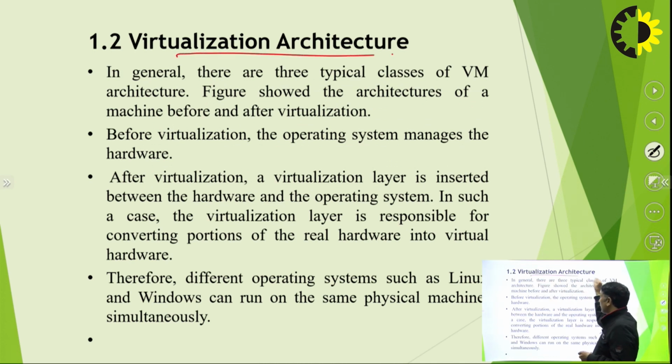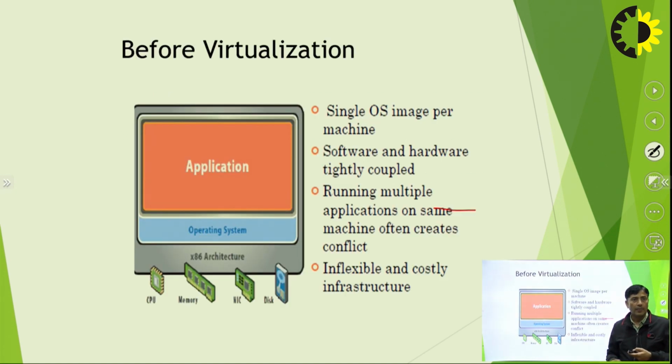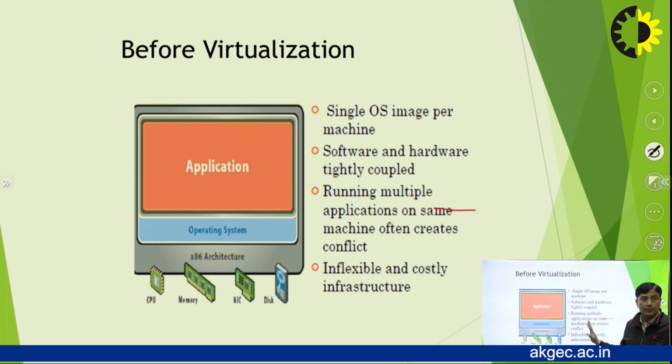And now let us see the virtualization architecture. Okay. So, basically when we talk about the virtualization architecture, there are two famous virtualization architectures. One is known as type 1 architecture, and the other is the type 2 architecture. Okay. So, in general there are three typical classes of VM architecture, in which one is hardware assisted, another is software assisted. And when we talk about the virtualization architecture, basically there are two kinds of architecture, and that is type 1 and type 2.